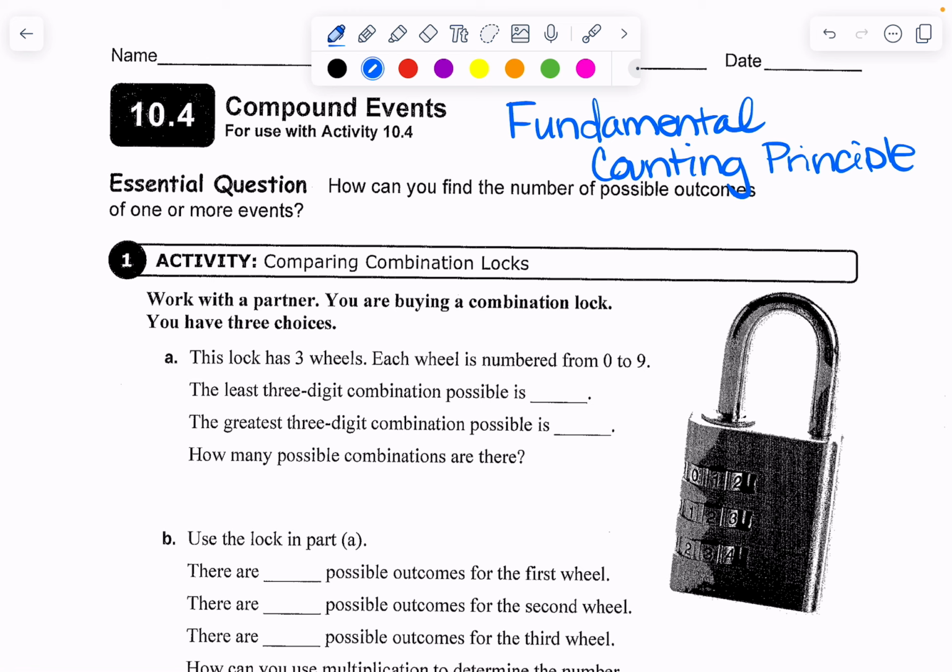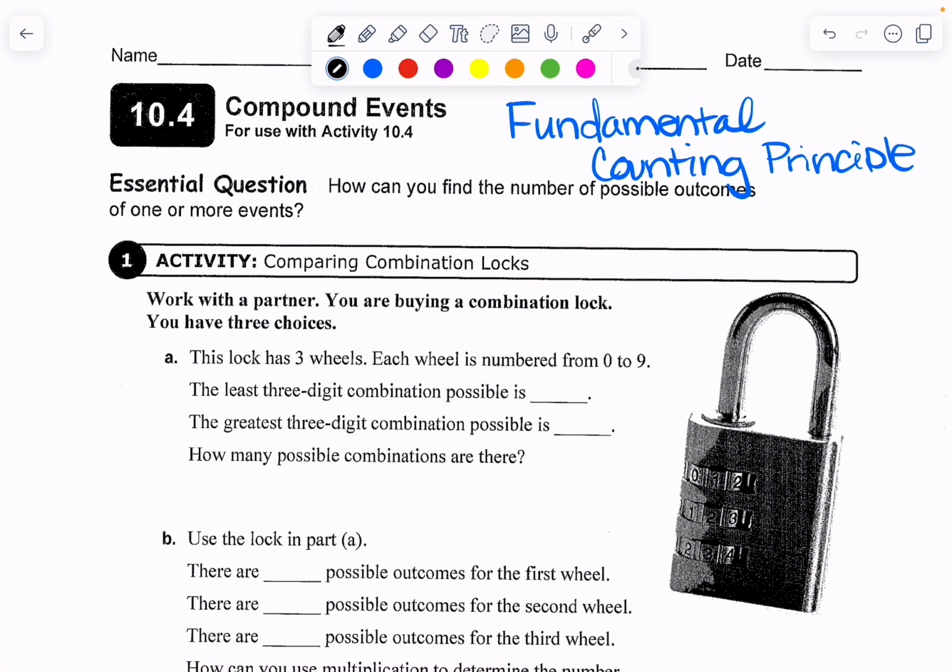I'm going to use some examples using locks and combinations and passwords to start, and then we'll look at how we can apply that to other ideas as well. So if we have a lock like the one pictured here, we have 3 wheels. Each wheel is numbered from 0 to 9.